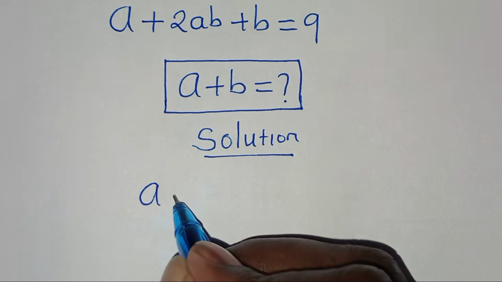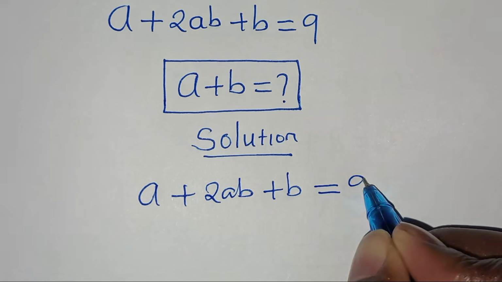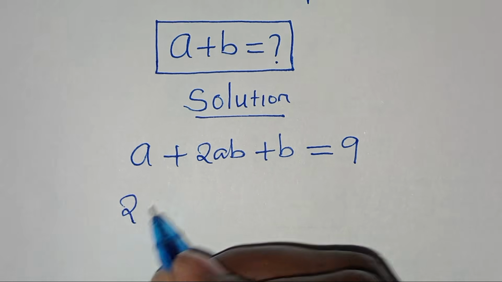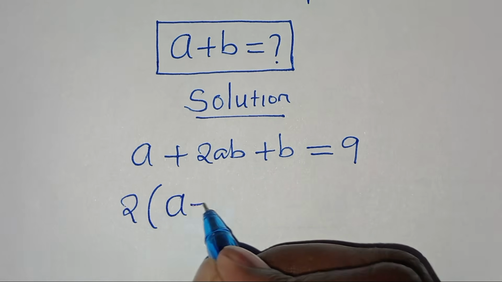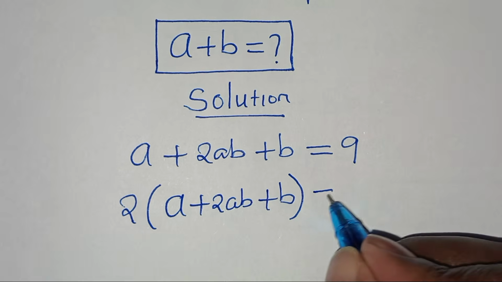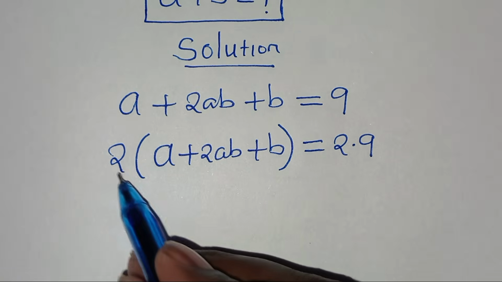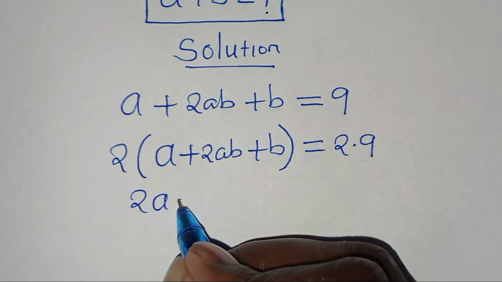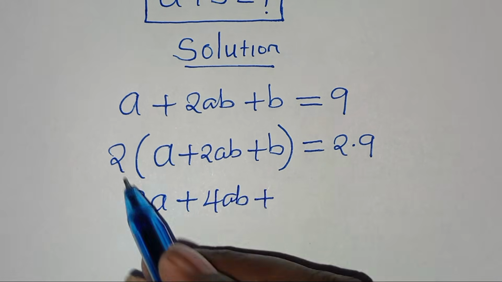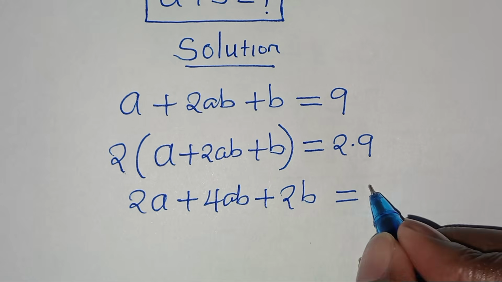So we have a plus 2ab plus b equal to 9. The first step is to multiply both sides by 2, so that we have 2 times (a plus 2ab plus b) equal to 2 multiplied by 9. This means we have 2 times a, which is 2a, plus 2 times 2ab, which is 4ab, plus 2 times b, which is 2b, and this is equal to 9 times 2, which is 18.